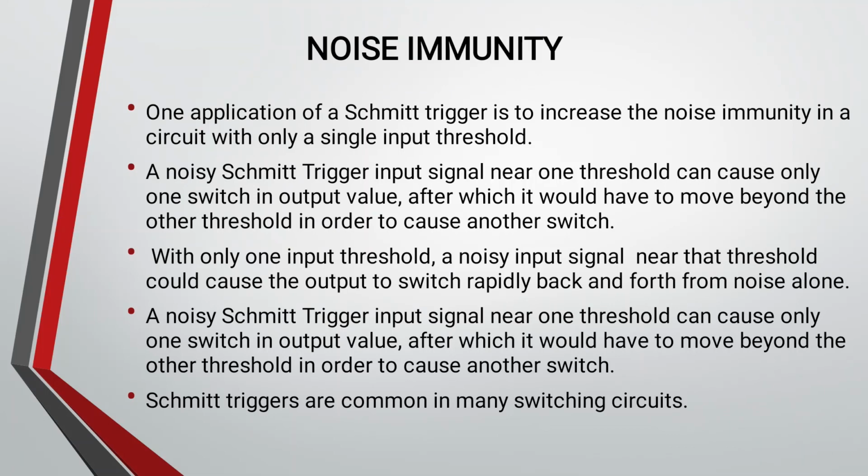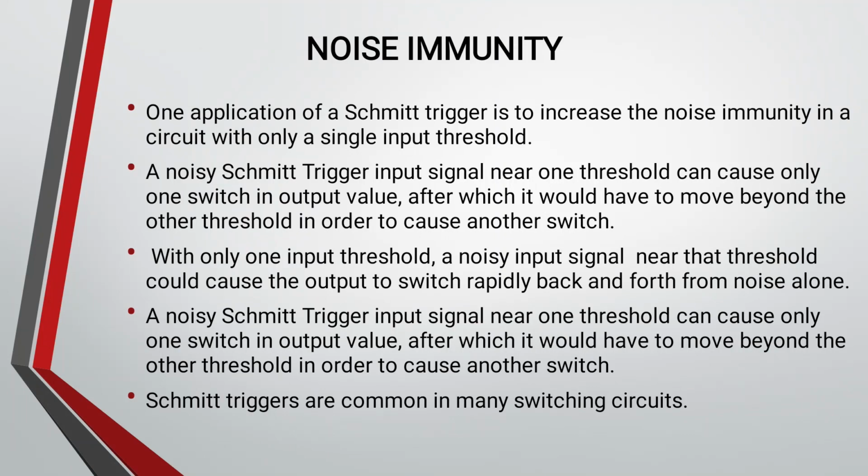Noise immunity. One application of a Schmitt trigger is to increase the noise immunity in a circuit with only a single input threshold. A noisy Schmitt trigger input signal near one threshold can cause only one switch in output value, after which it would have to move beyond the other threshold in order to cause another switch. With only one input threshold, a noisy input signal near the threshold could cause the output to switch rapidly back and forth from noise alone.